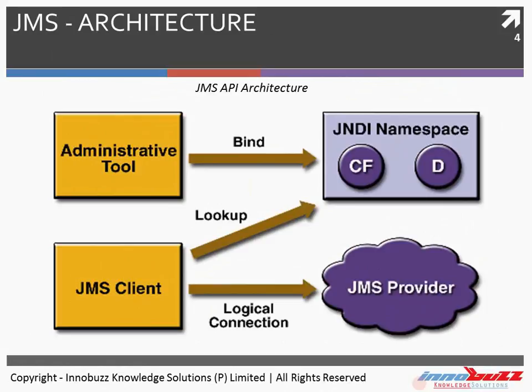To look up any service in a server, the JNDI namespace is always used. It is used for binding, lookup, and also getting the logical connection between the JMS client and the JMS provider. That helps by binding and lookup using the concepts of the JNDI namespace. This is all about Java Message Service architecture.